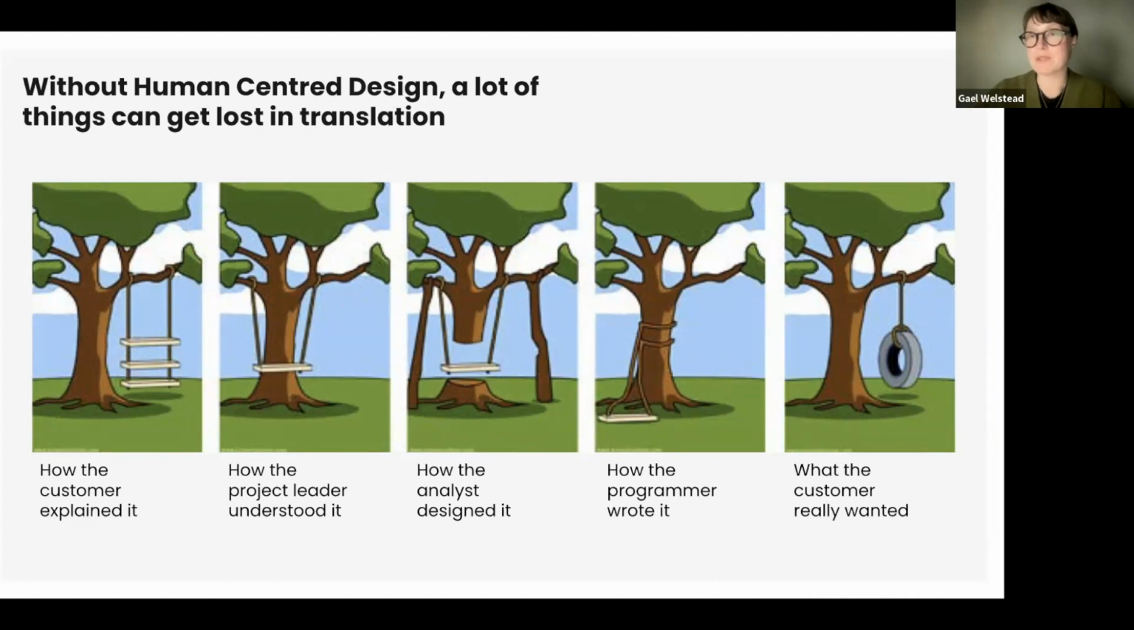But actually what the customer really wanted was just something really simple. They wanted to be underneath the tree. They wanted space for them and some friends to sit on it. And actually this is solving their problem or their need.